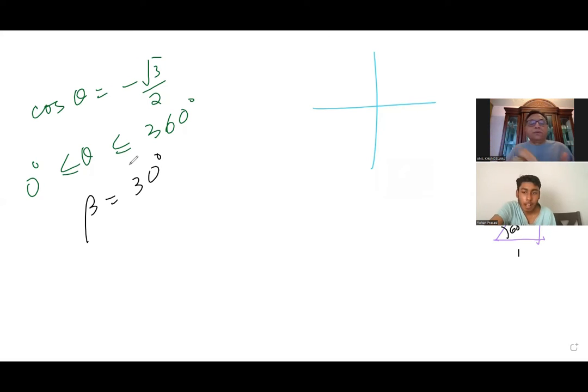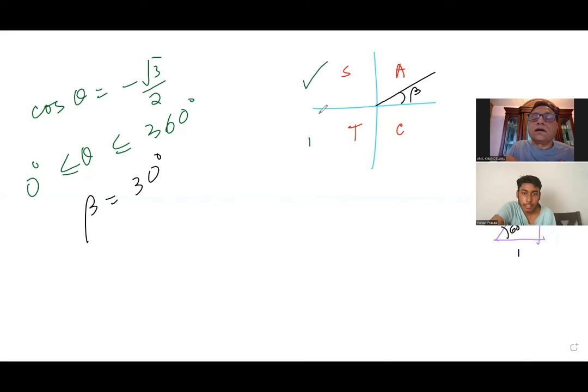Forget about the sign first. The related acute angle is where the cosine value is positive, a bit less than 90 degrees. So this is my related acute angle beta, but it gives a positive value because you are in quadrant 1. However, the question wants negative. That means if you use the CAST rule, when is cosine negative?